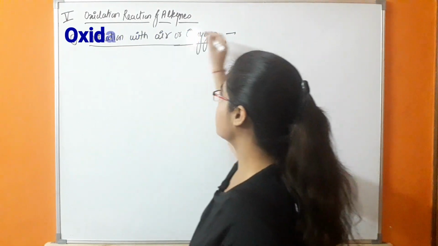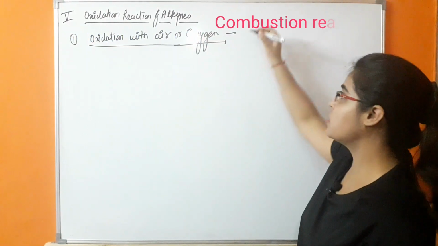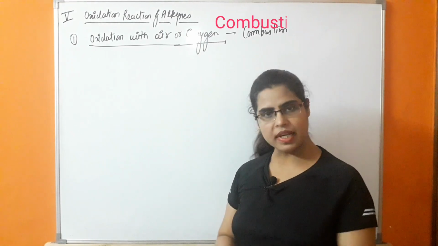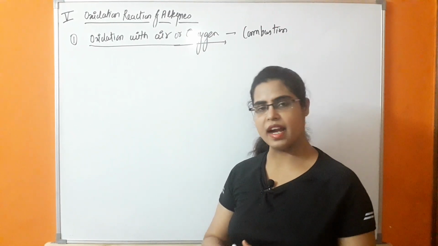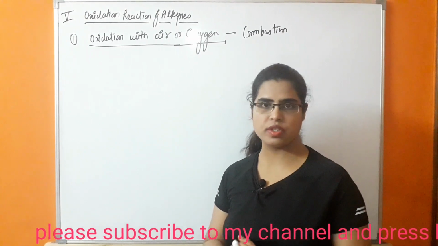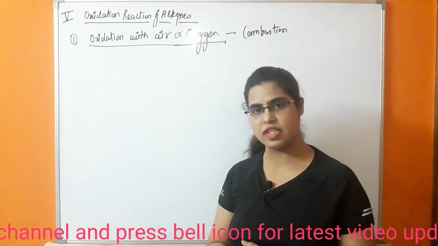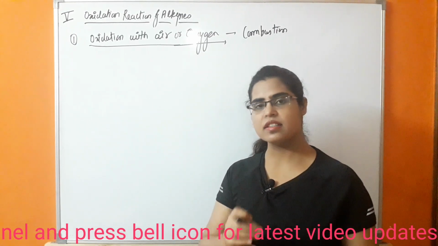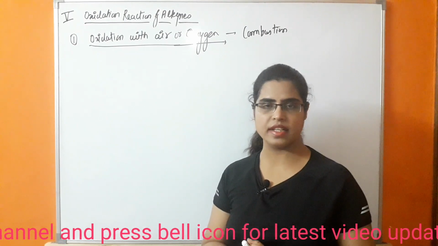First of all, this reaction is also known as combustion reaction. In the presence of oxygen, alkynes undergo complete combustion to form CO2 and H2O. So when the formation of CO2 and H2O takes place in the presence of oxygen, this reaction is known as combustion reaction. In this, a large amount of heat and light is produced.